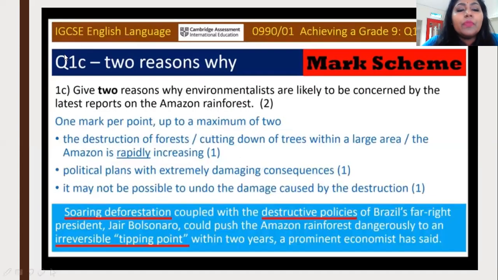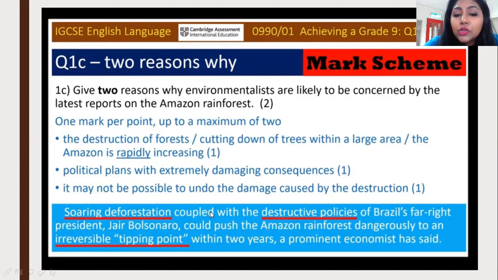Okay, now moving on. The third question is all about you giving reasons. So if you look at the question, the nature of the question will clearly explain the demand, or what exactly it requires you to put as the answer. So here, give 2 reasons why environmentalists are likely to be concerned by the latest reports on the Amazon rainforest. So here you are required to give 2 reasons. So when you talk about 2 reasons, this word give here reflects an explicit idea, therefore answers should be taken from the text. So yeah, this is the text.